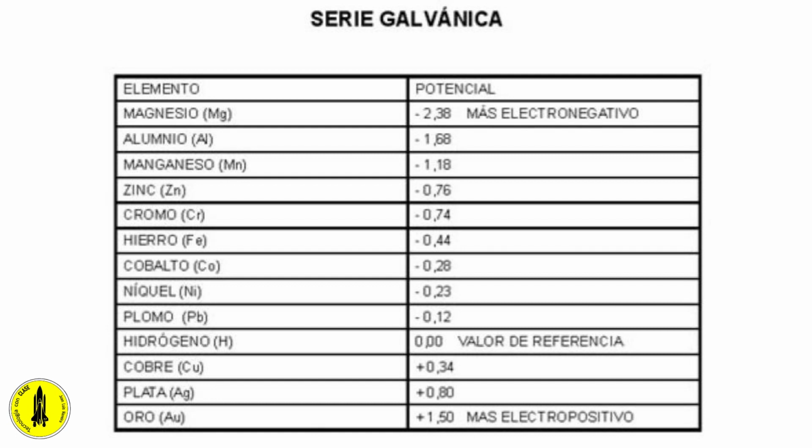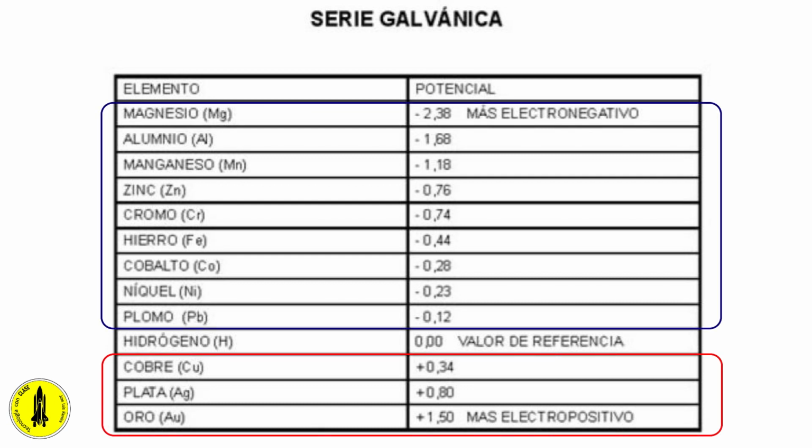Remember that oxidation is produced when an element robs electrons from another. Well, positively charged metals can steal electrons from negatively charged metals. That is, electropositives oxidize electronegatives.